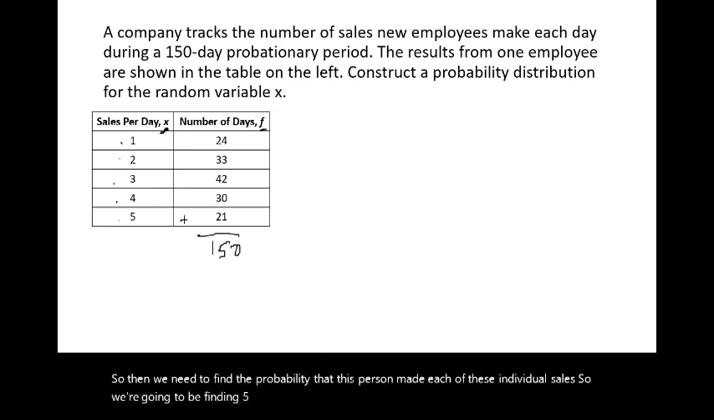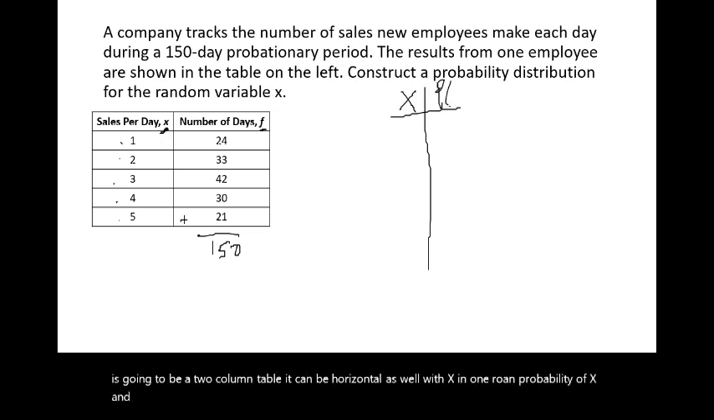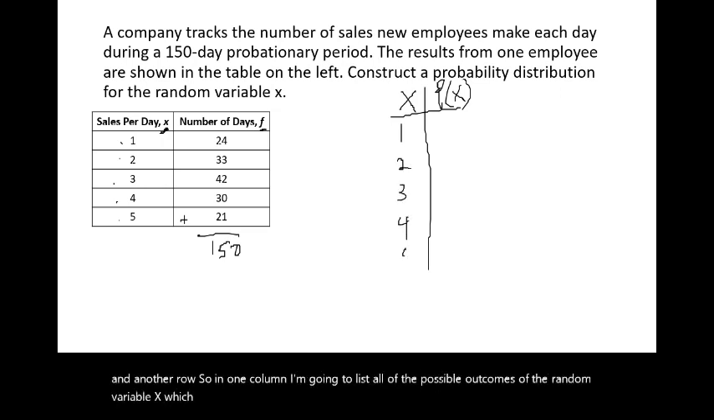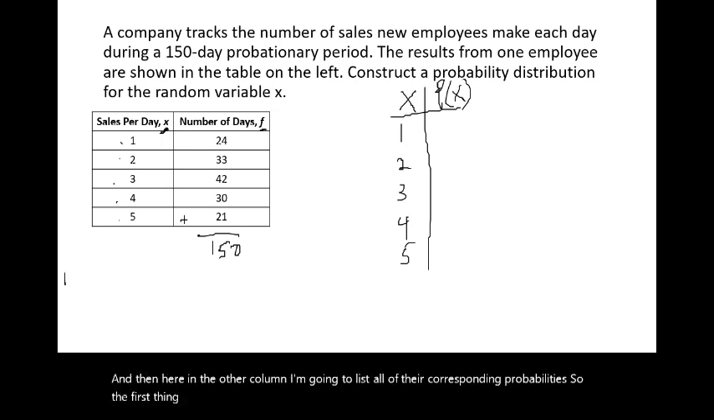So I'm at least going to start my probability distribution. It is going to be a 2-column table. It can be horizontal as well, with x in one row and probability of x in another row. So in one column, I'm going to list all of the possible outcomes of the random variable x, which is going to be the numbers 1 through 5. And then here in the other column, I'm going to list all of their corresponding probabilities. So the first thing I need to do is find the probability that this person on a randomly selected day will make exactly 1 sale.